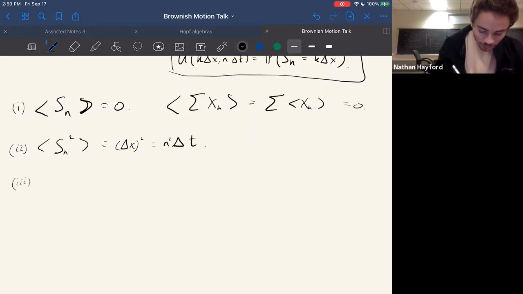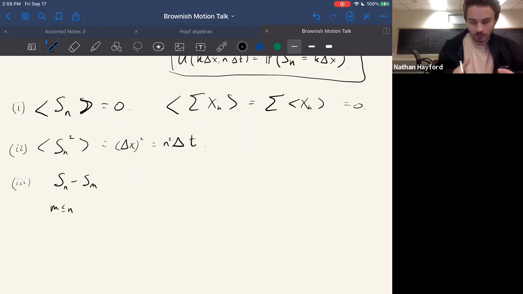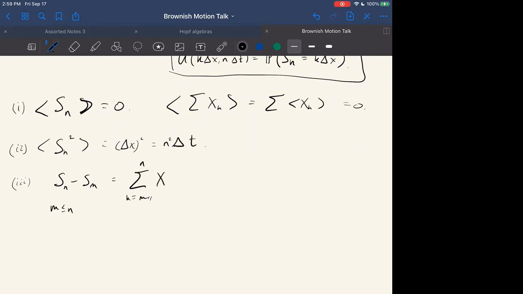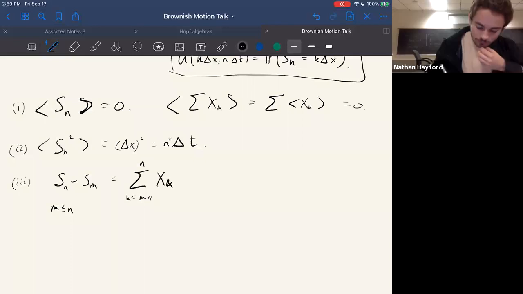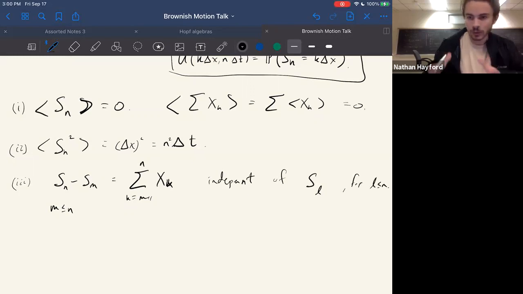Furthermore, if I take this difference, Sn minus Sm, if m is less than or equal to n, what am I looking at? What does Sn minus Sm contain? It contains the last steps, m plus 1 to n. The tail. And this is actually independent. It's obvious from this statement, but it's independent of the previous S_l for l less than or equal to m. So it's independent of the previous tail of the series.